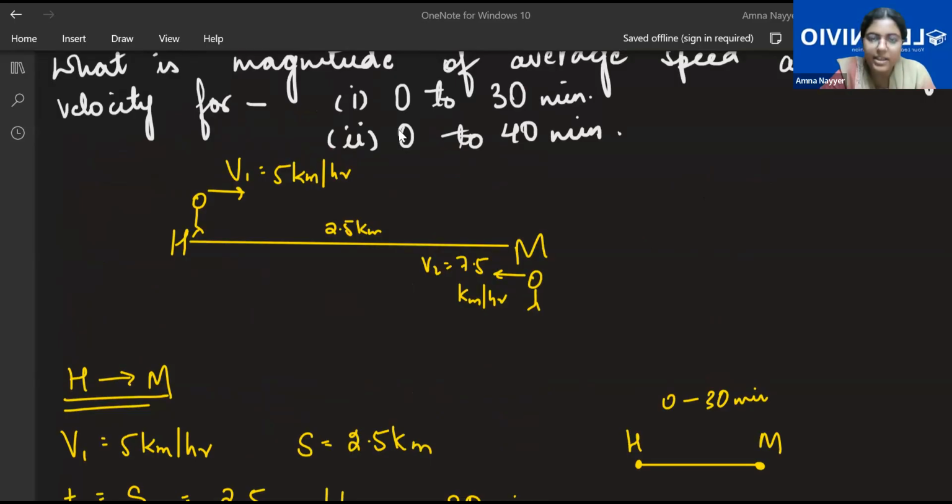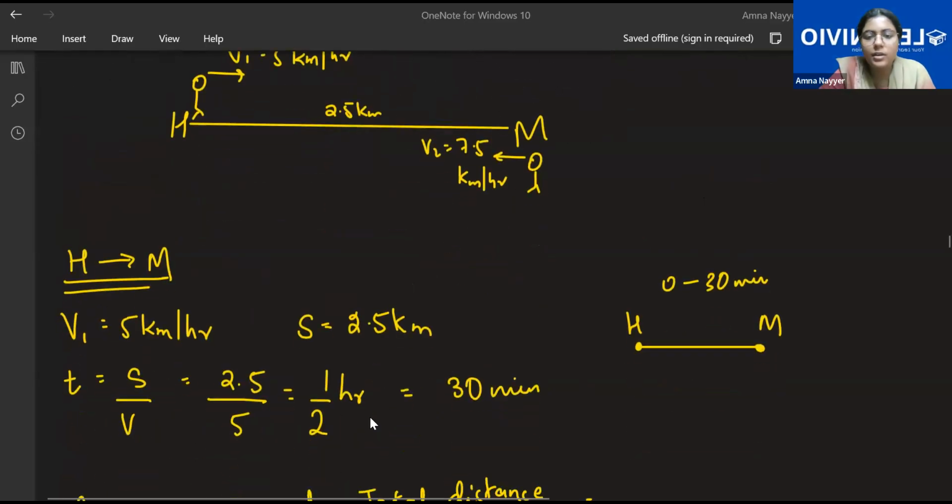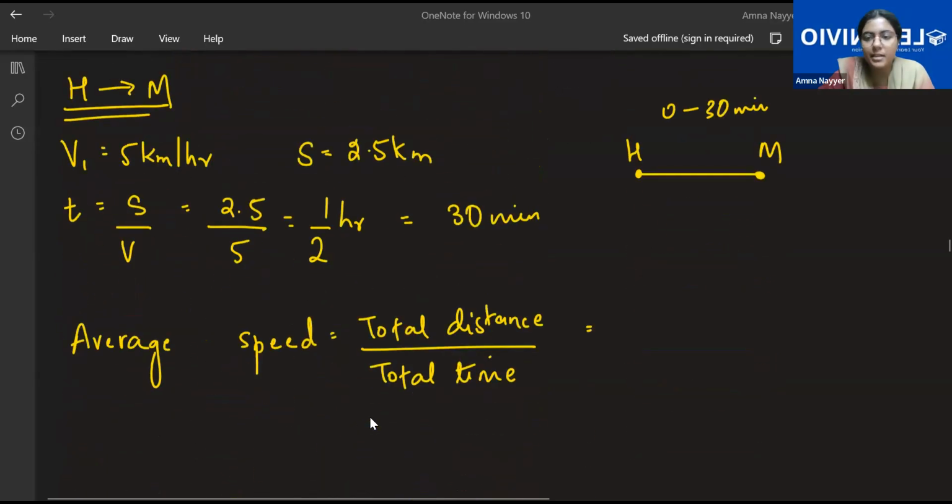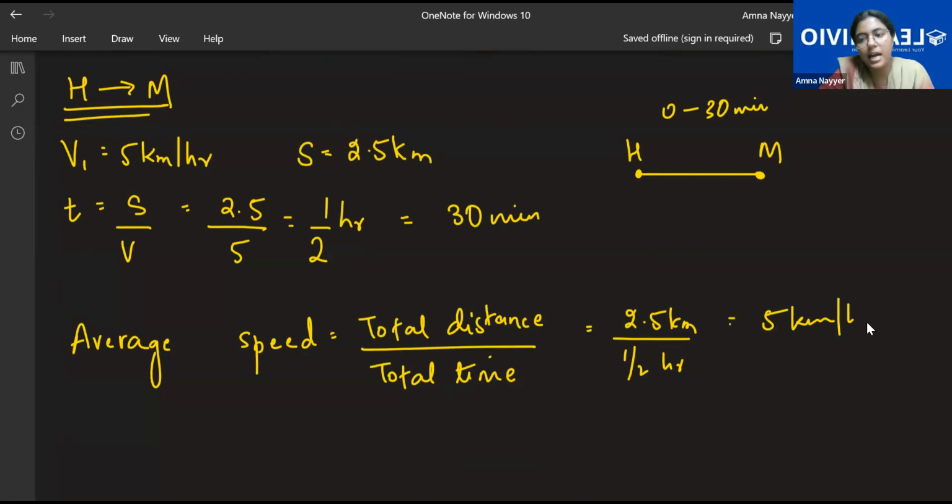2.5. Yes, very good, Humera. This is 2.5. And the time is already 30 minutes, that is half an hour. So here the total distance becomes 2.5 kilometer, and the time becomes half an hour. So half an hour means this becomes 5 kilometer per hour.